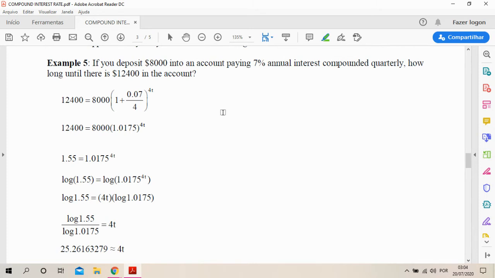Now, we are not going to use the number 12. It is not monthly, it is quarterly. So there are 4 times, the number of parcels. 12,400 is equal to 8,000 multiplying (1 plus 0.07 divided by 4) raised to the power of 4 times t. t we don't know, we are looking for t.